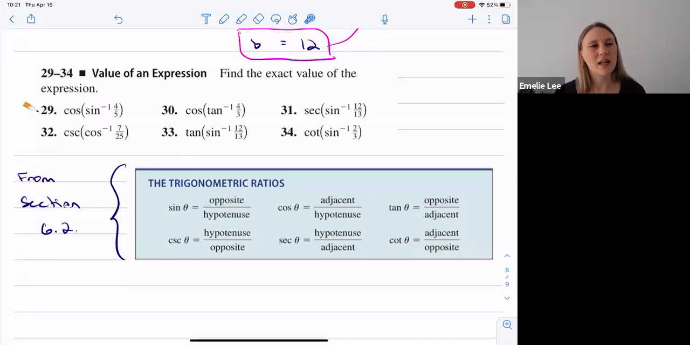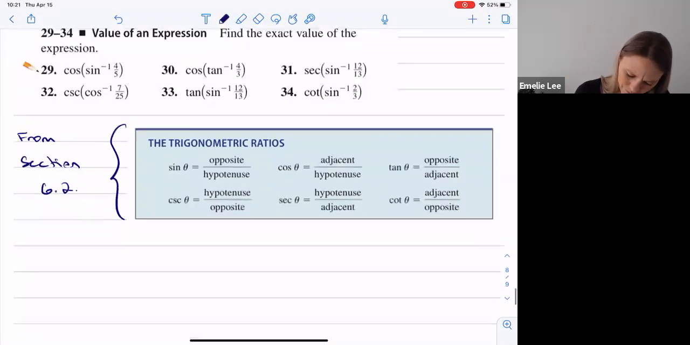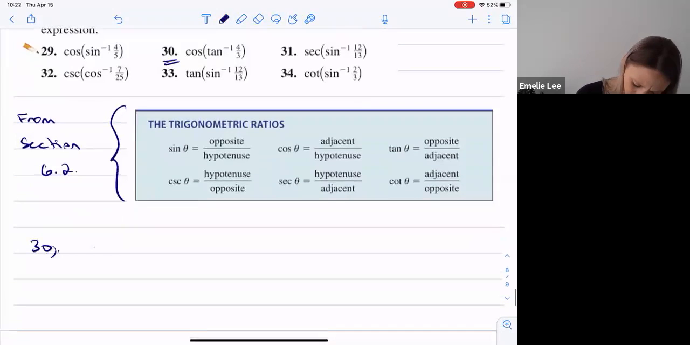So let's see here. I want to do number 30 because 30 uses the inverse tan, which we haven't really used yet. We've been using sine and cosine. So let's do 30 together. The cosine of tan inverse of 4/3.